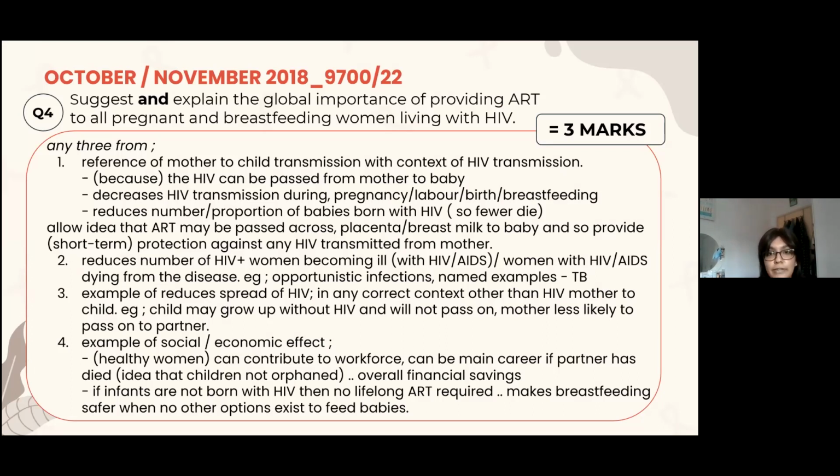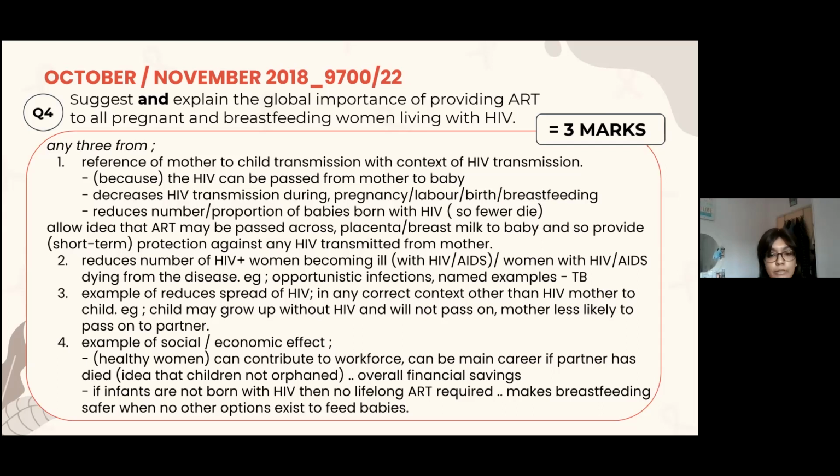So from earlier, we already know how ART helps women in general, especially pregnant women. It prevents vertical transmission of HIV from mother to fetus through the placenta and prevents transmission of HIV to baby during delivery or breastfeeding. So for the first point, we can talk about how HIV can be vertically transmitted from mother to baby. Therefore, by providing the antiretroviral therapy, it can decrease the HIV transmission during pregnancy, like through the placenta, during labor and breastfeeding. So this reduces the number of babies born with HIV, so a lower death rate.